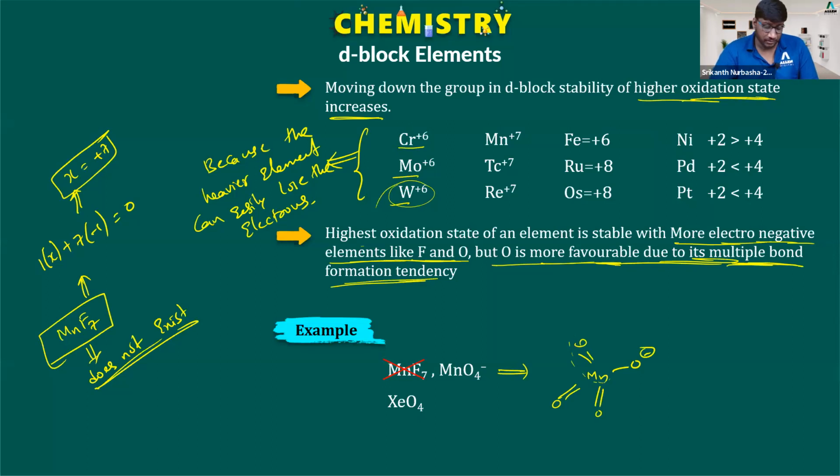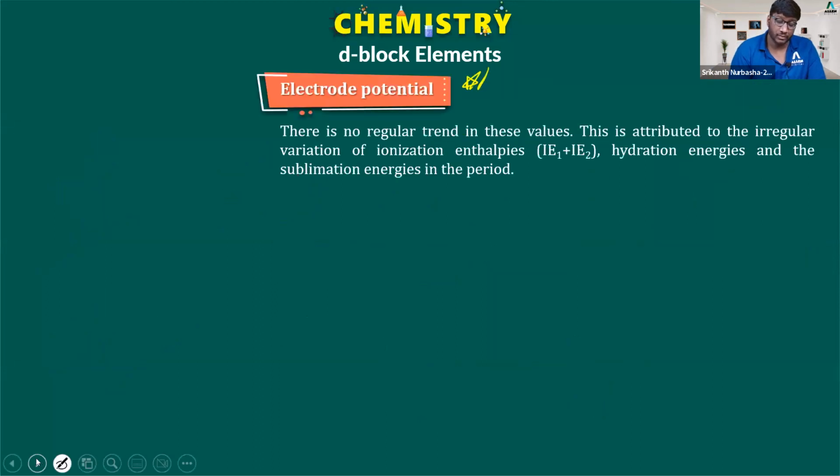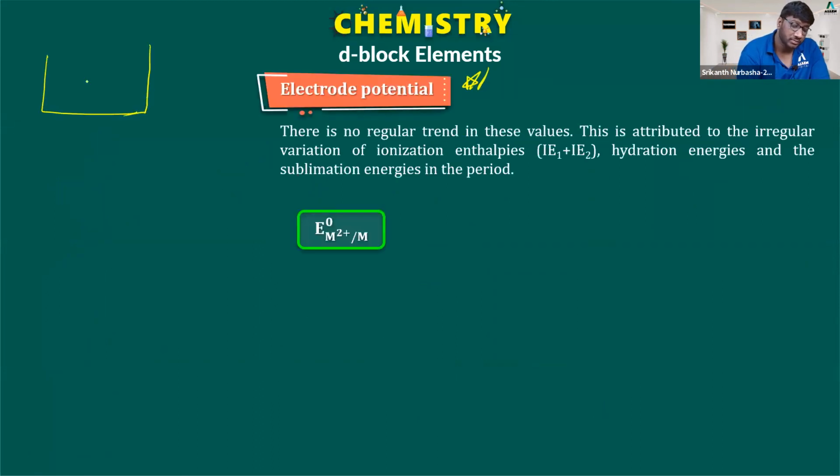How it is developed, listen carefully. When I place a metal rod in a solution of its ions, like a zinc rod in ZnSO4 or a copper rod in CuSO4, the metal rod has a tendency to undergo oxidation. That means the metal ions from the metal rod can come into the solution, or the electrons from the solution can go and accumulate on the metal surface. That means oxidation can happen or reduction can happen.